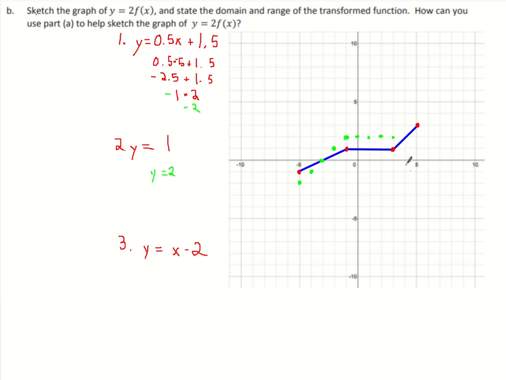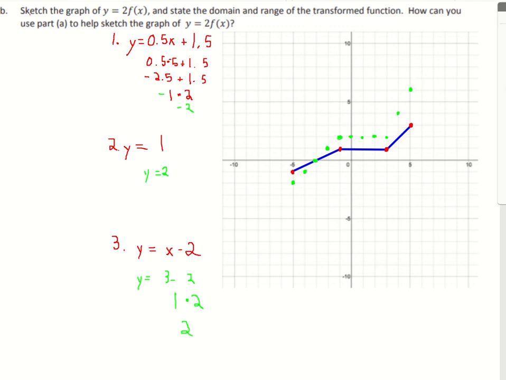This next chunk, I'm going to start at 3. So y equals 3 minus 2 will give us 1, just like before. But then we have to multiply that by 2, and we get 2, which is already graphed. When x is 4, I have 4 minus 2, which is 2. Then when we multiply 2 times 2, we get 4. For 5, 5 minus 2 is 3. 3 times 2 gives us 6.